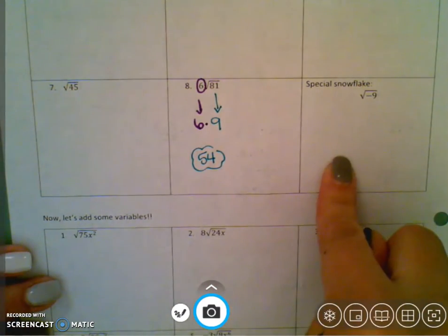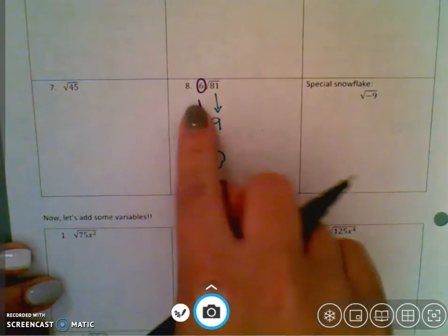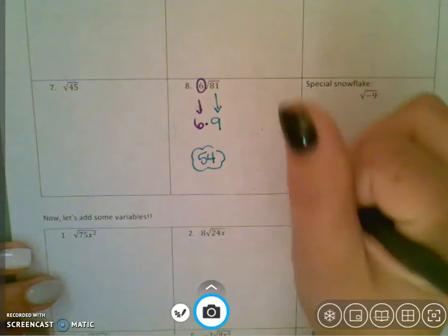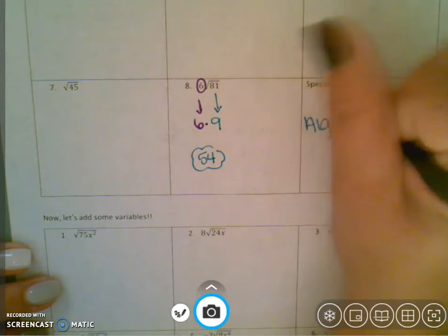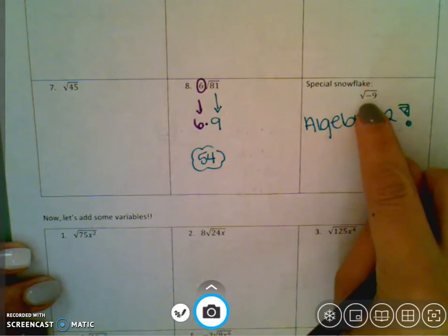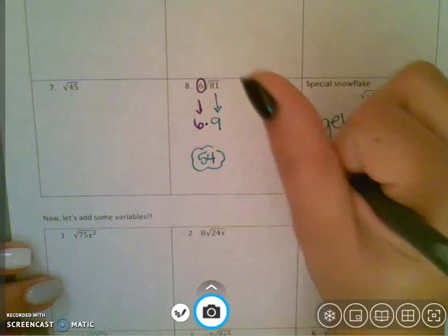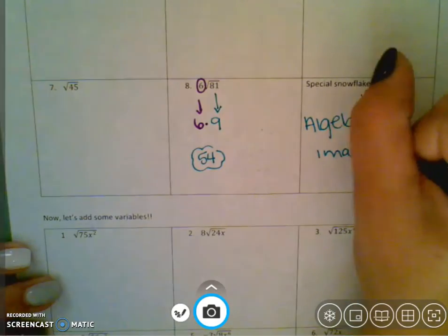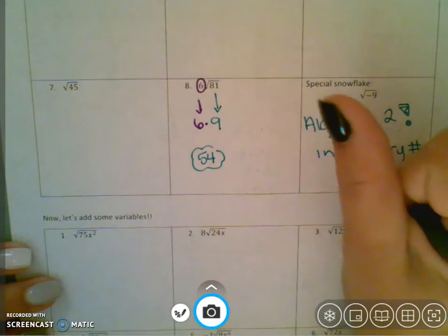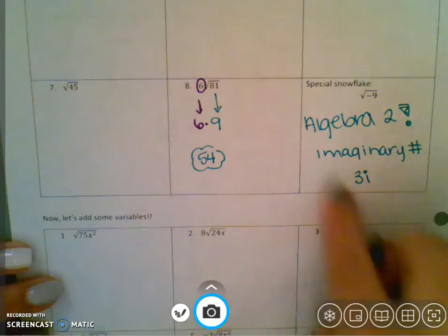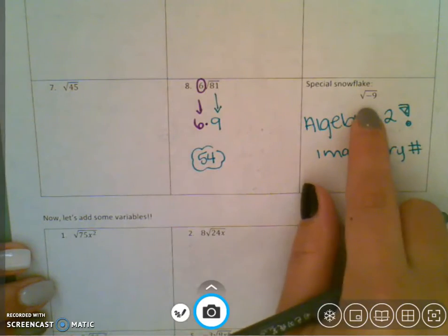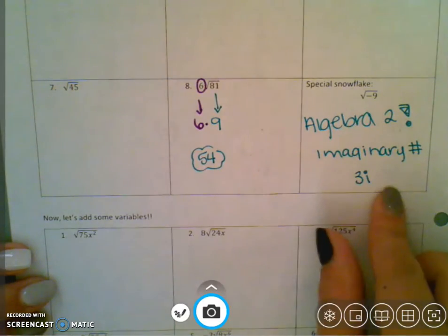Okay, the special snowflake. Notice how everything we've done does not have a negative underneath. This guy you're going to deal with in Algebra 2. That's why he's a special snowflake. Algebra 2. And the negative, though, we can't do right now. They're called imaginary numbers. So technically, this answer is going to be 3i, which you don't have to know right now. You're going to learn more about this in Algebra 2. Just wanted to make sure you know that you cannot do it with a negative underneath. We haven't learned that yet.